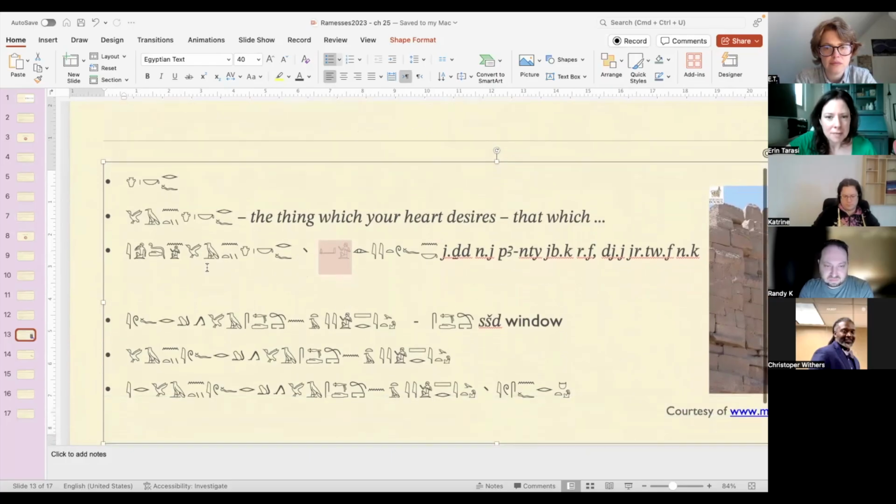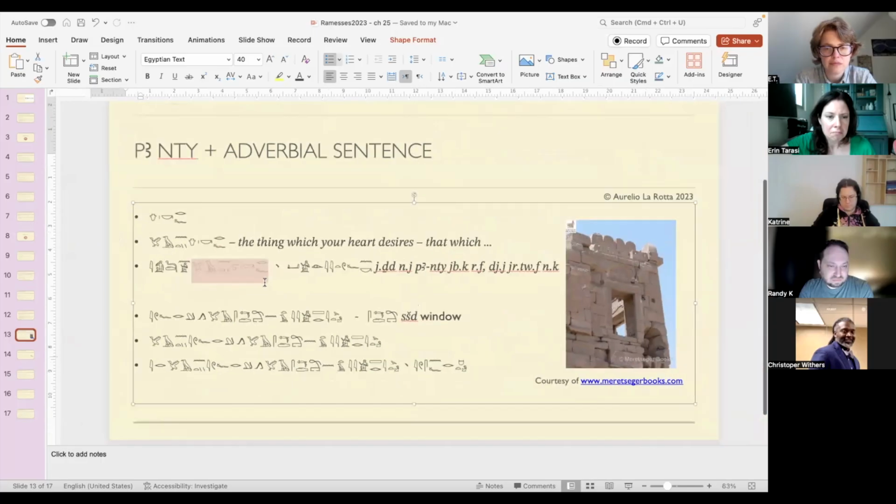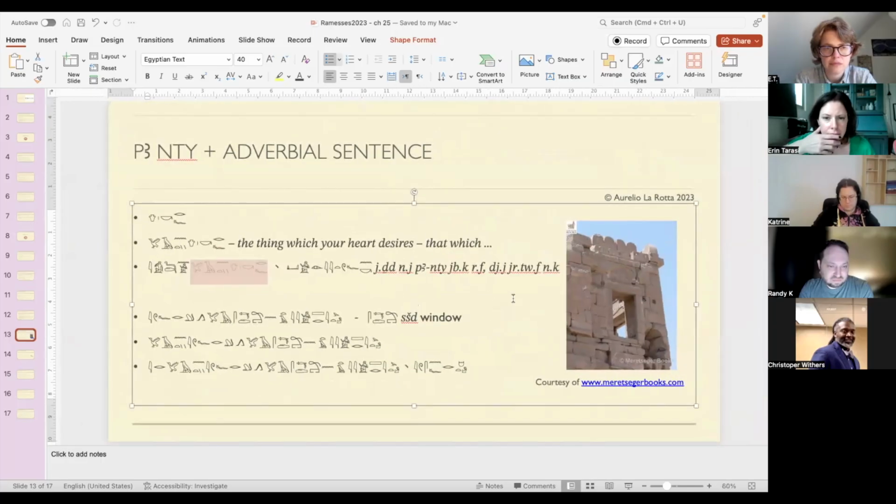So this here is what you're supposed to tell him, namely that which your heart is towards it. It sounds a bit clunky in English, so we have to make it into a relative sentence in English. But in Egyptian, it's super elegant. You just put panetti in front of it, and then you can integrate anything you want into the sentence structure, basically. So far, so good?